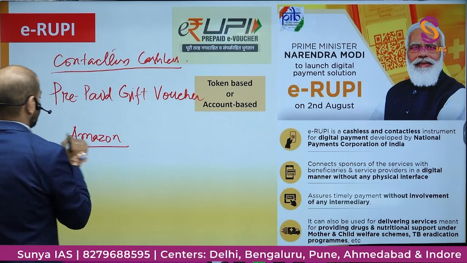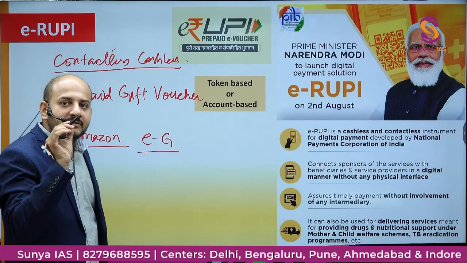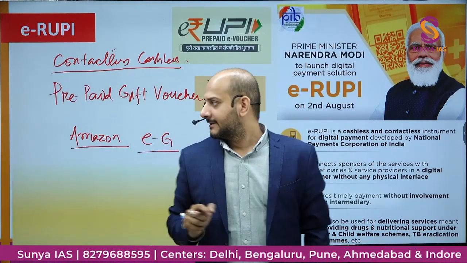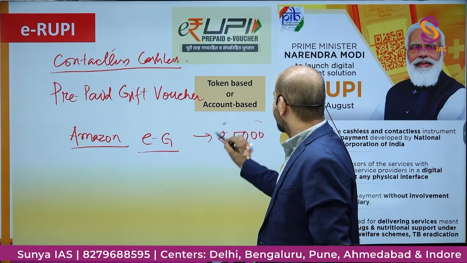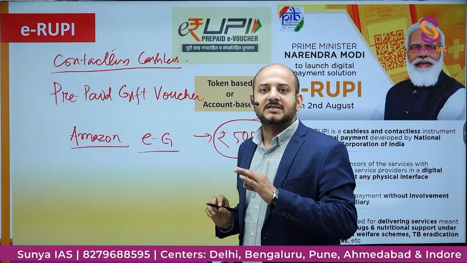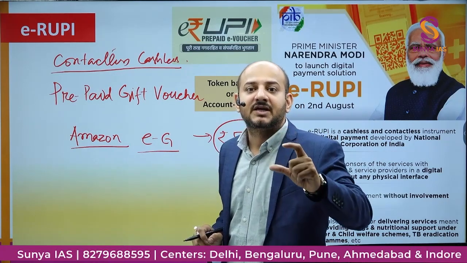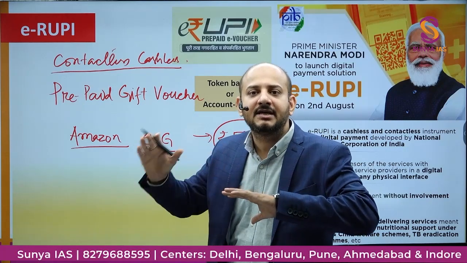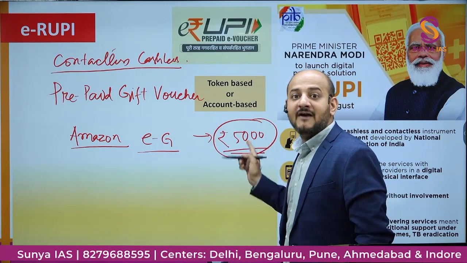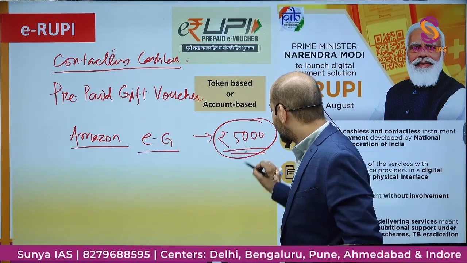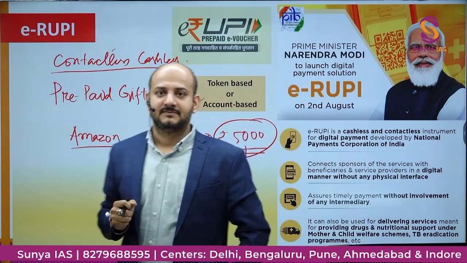Amazon gift vouchers, e-gift vouchers are there. What is called a gift voucher? Let's understand. If a rupees 5000 gift voucher for Amazon has been gifted to you by a friend, then it becomes purpose specific. You can purchase any kinds of products that you like on Amazon within the amount of 5000, but you have to be specific with respect to Amazon.